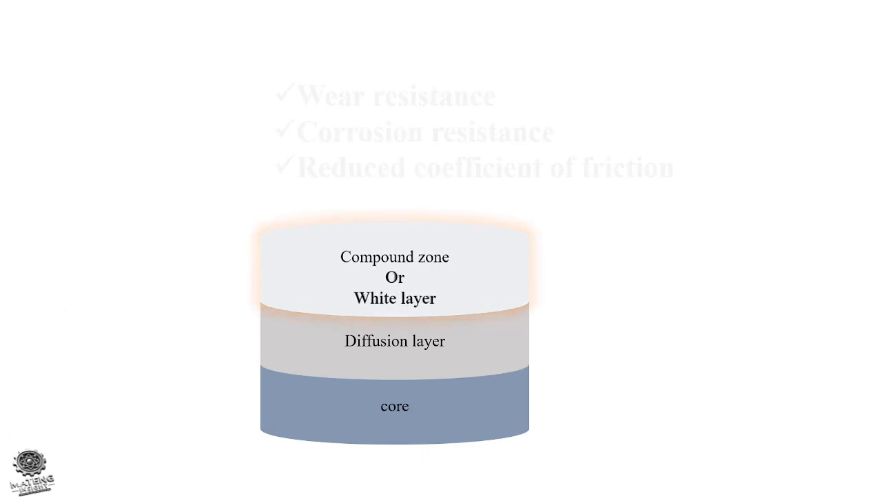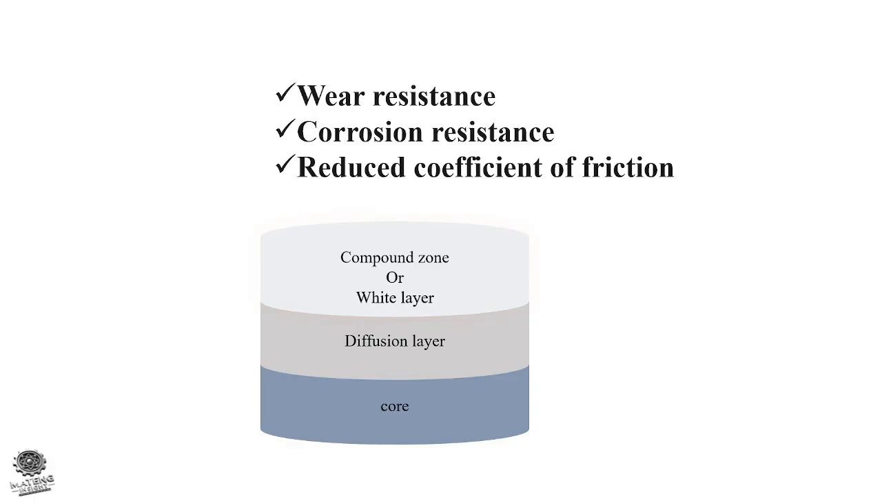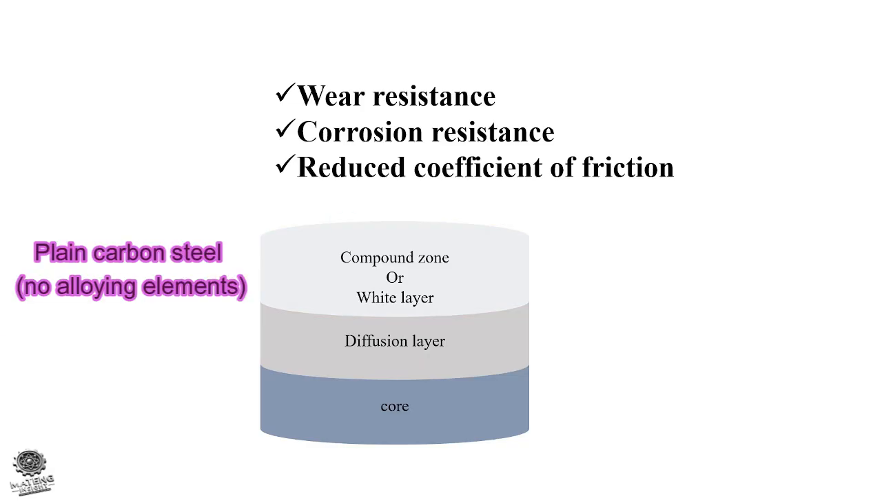The advantages of nitriding are improved wear resistance, better corrosion resistance, and reduced surface friction due to a thin ceramic-like layer. In alloy steels with nitride-forming elements, properties are significantly enhanced. But in plain carbon steels, where such elements are absent, the white layer plays the main role in surface hardening.